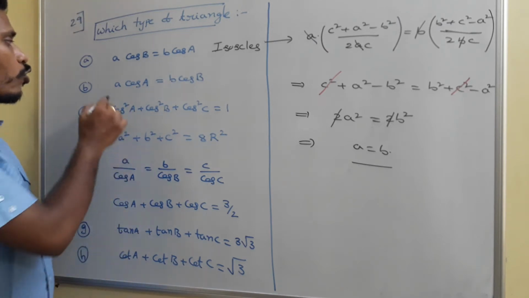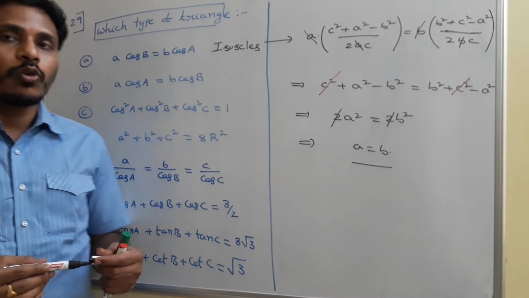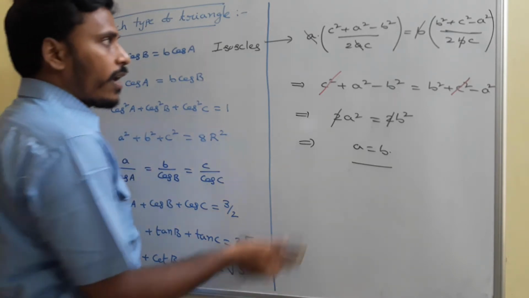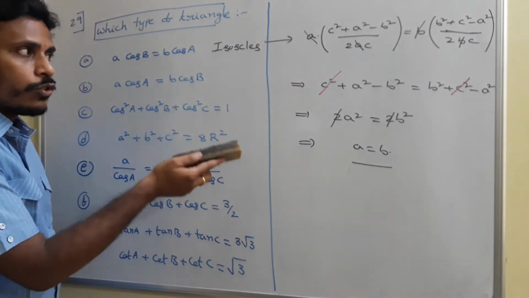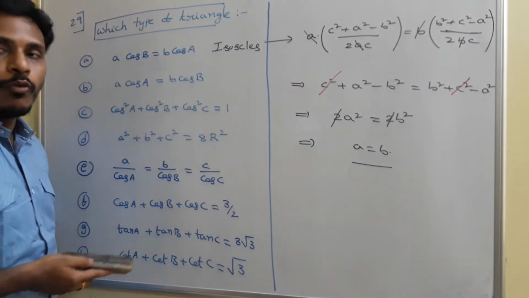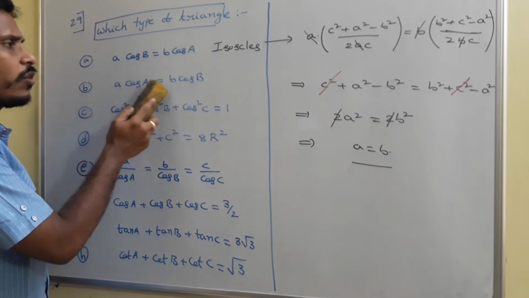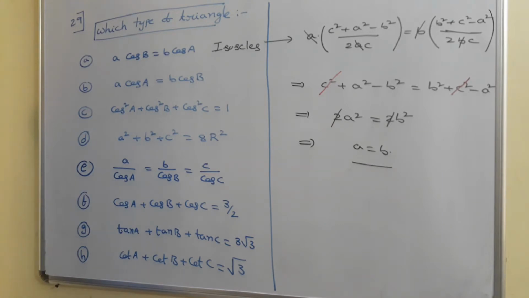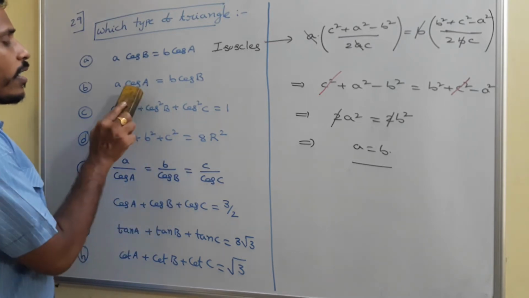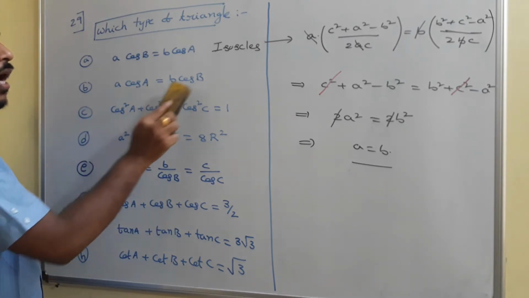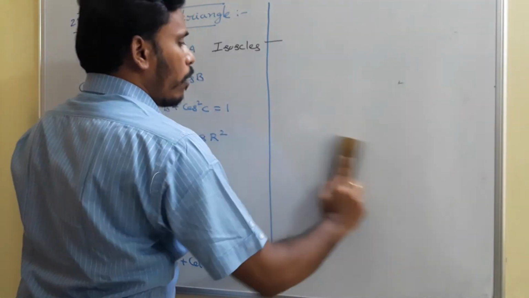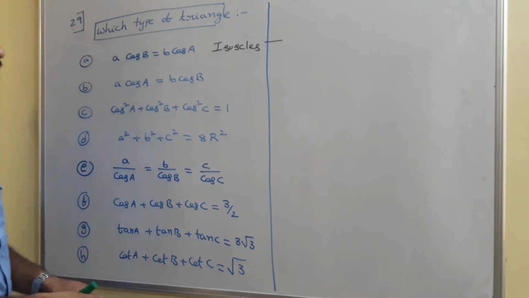In the same way, we need to solve for the second one. A cos A is equals to B cos B. Again, I will use the cosine rule to decide the type of the triangle. For that I am erasing this. You just have a screenshot for this, and then I will move to the next one. Okay, and now again use the cosine rule. Here I have to use the cos A rule and here the cos B rule. Then what will happen?